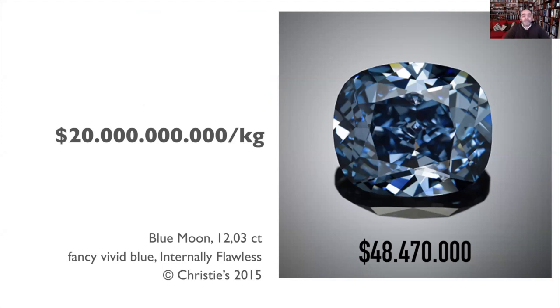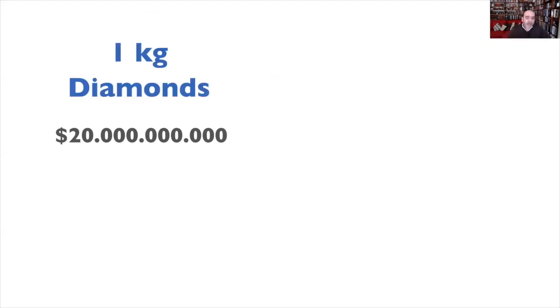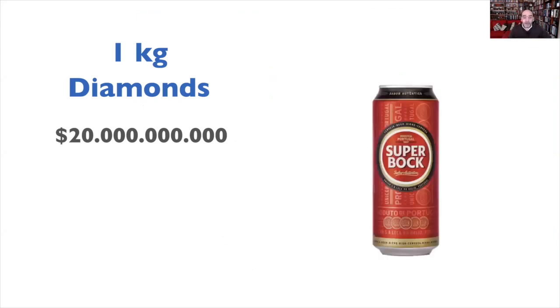Okay, 20, in Portugal, a billion is a million of a million, but let's make it easier. $20 billion a kilogram. And do you know what the approximate volume of 1 kilogram of diamonds is? It's a beer can. So if you have a normal beer can, that's 1 kilo.